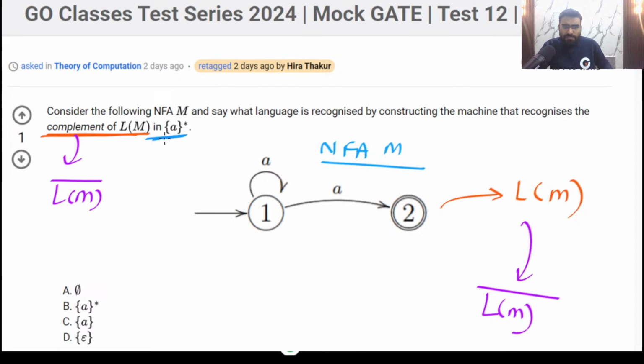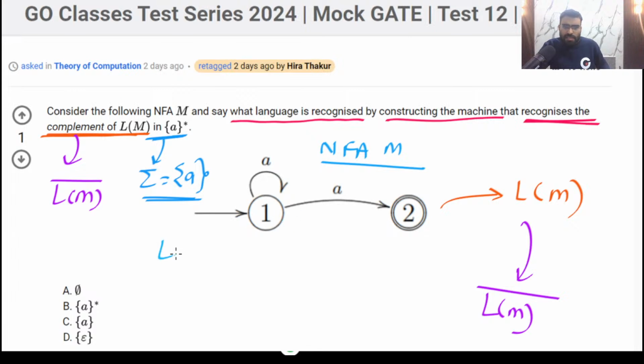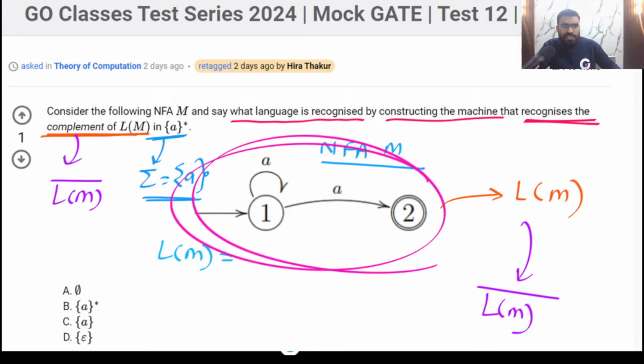What that means? That means your alphabet is simply A. This is your alphabet. So the question is asking, say what language is recognized by constructing the machine that recognizes complement of LM. So very simple question, right? What is LM? What is the language that is recognized by this given NFA?